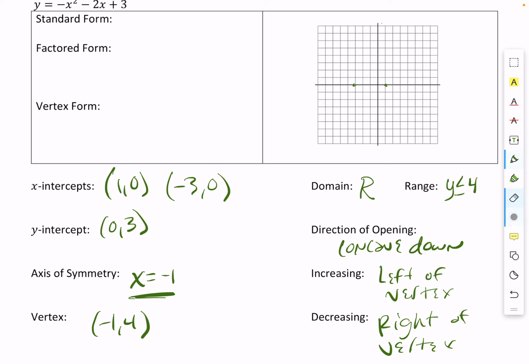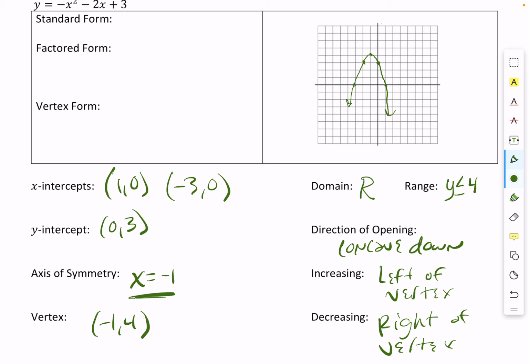And then, oh man, eraser. And then we just need our fifth point, and the easiest one is going to be the mirror image of that y-intercept there, and the graph looks like this. Okay. All right, so basically that's pretty much what we've been doing, right?